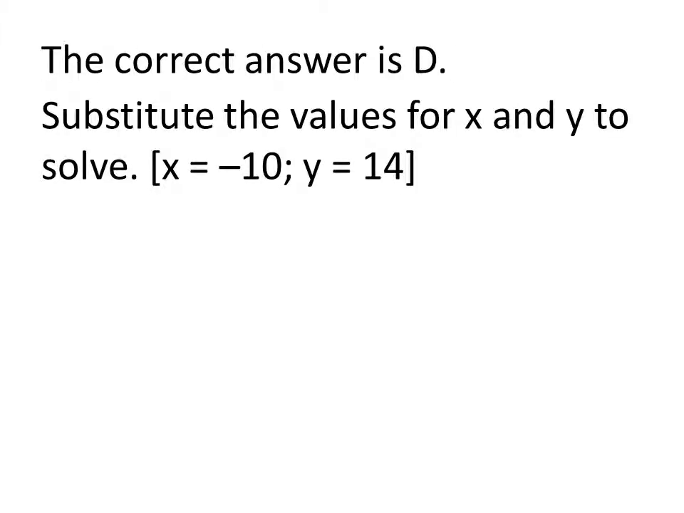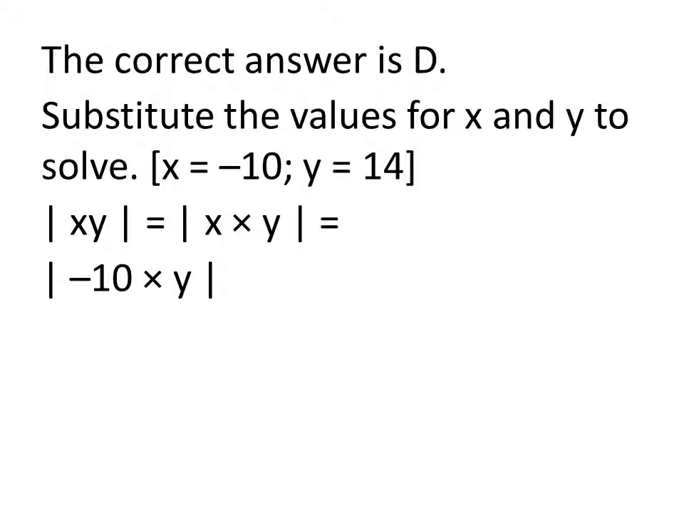To solve, you need to substitute the values for x and y. So we have the absolute value of xy, which is equal to the absolute value of x times y. So we substitute negative 10 for x. The absolute value then of x times y is equal to the absolute value of negative 10 times y. Next, substituting our value for y, the absolute value of negative 10 times y is equal to the absolute value of negative 10 times 14.